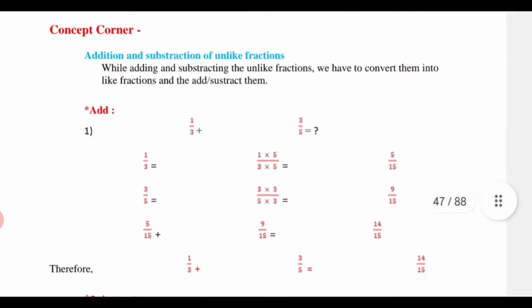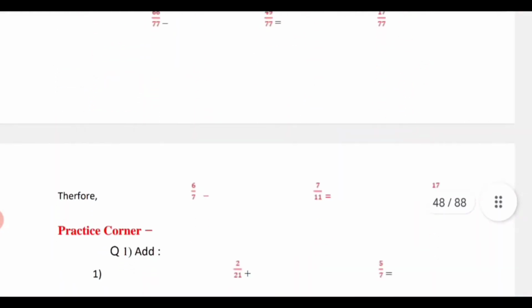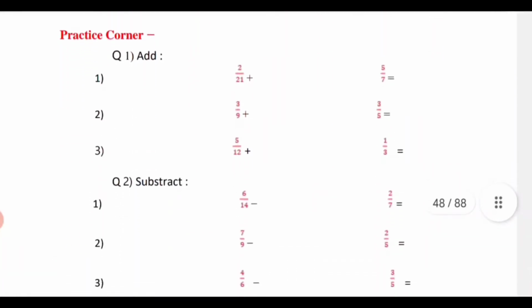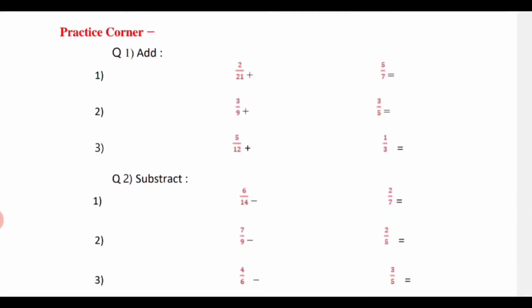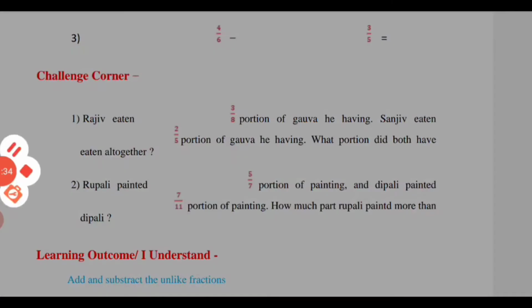Here a few examples are there which you have to study. Addition and subtraction examples are given. You all have to study all these examples. I will be showing you practice corner questions. Addition of unlike fractions: in question number 1, add. Question number 2 is subtract. In challenge corner also two questions are there. These questions from practice corner and challenge corner we are going to solve in our notebook. So let us go to the notebook.